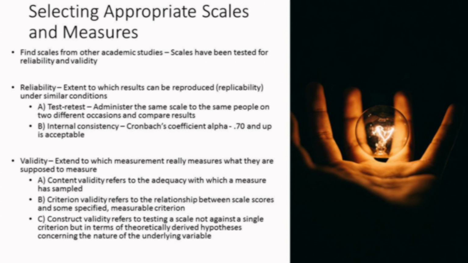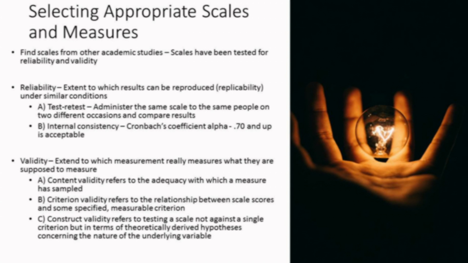Criterion validity. This refers to the relationship between scale scores and some specified measurable criterion. So we may want to get a sense of how different scales compare against other scales or other measurements. What have other people measured for brand loyalty? How have people measured brand loyalty in focus groups or in in-depth interviews?